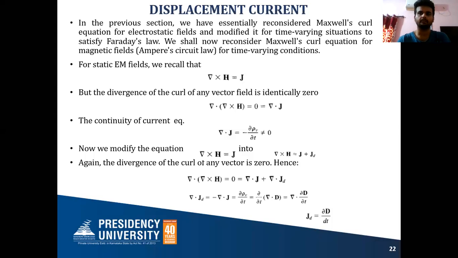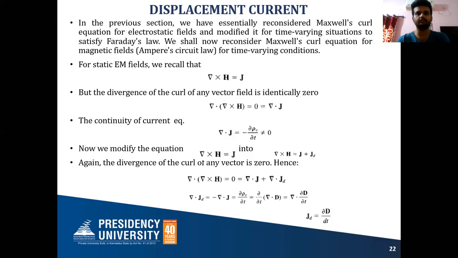Second was the strength of the magnetic field is constant, but the loop was moving with some velocity. And the third case is both the loop and the magnetic field are varying. That means the loop is moving with some velocity and the magnetic field is varying with respect to time. So today we'll be discussing the concept of displacement current.